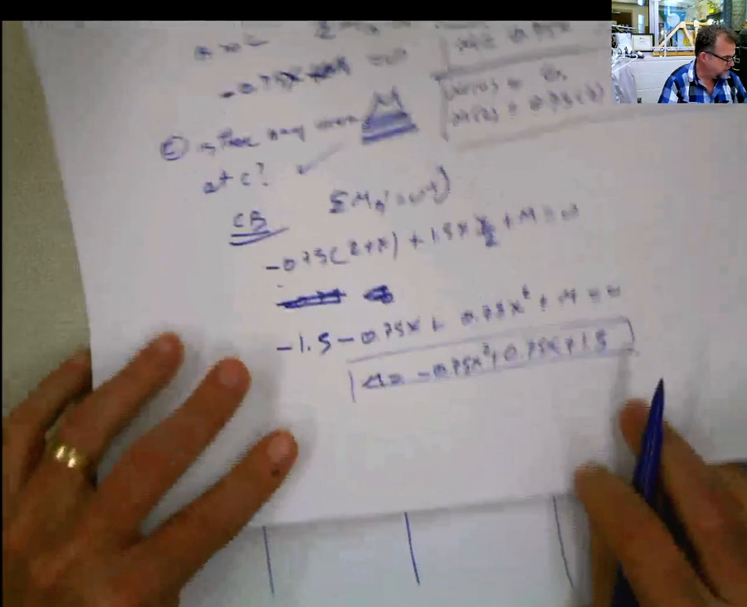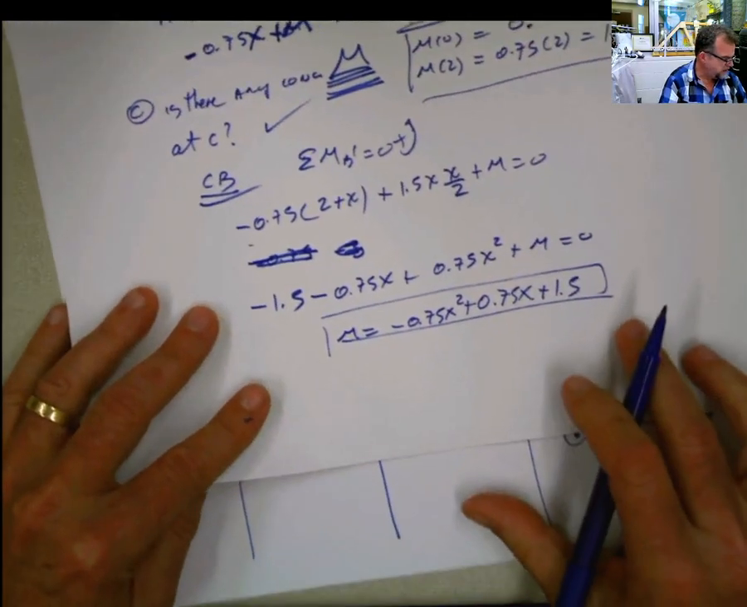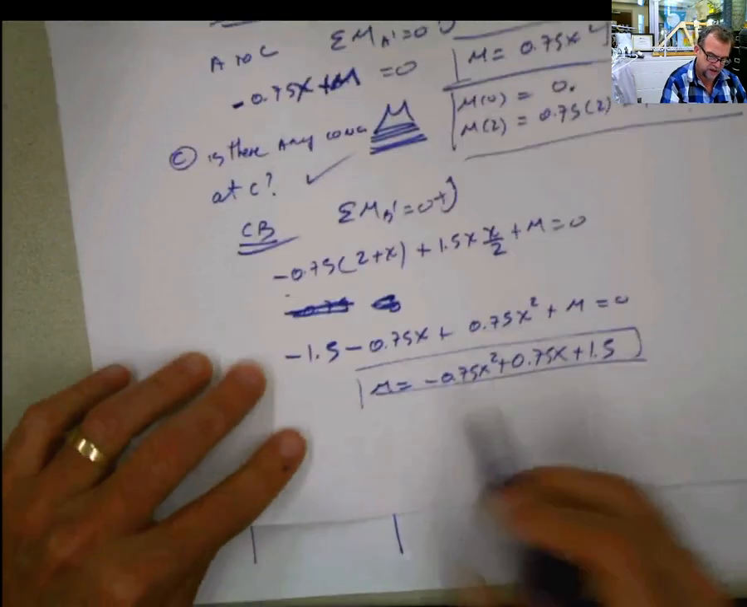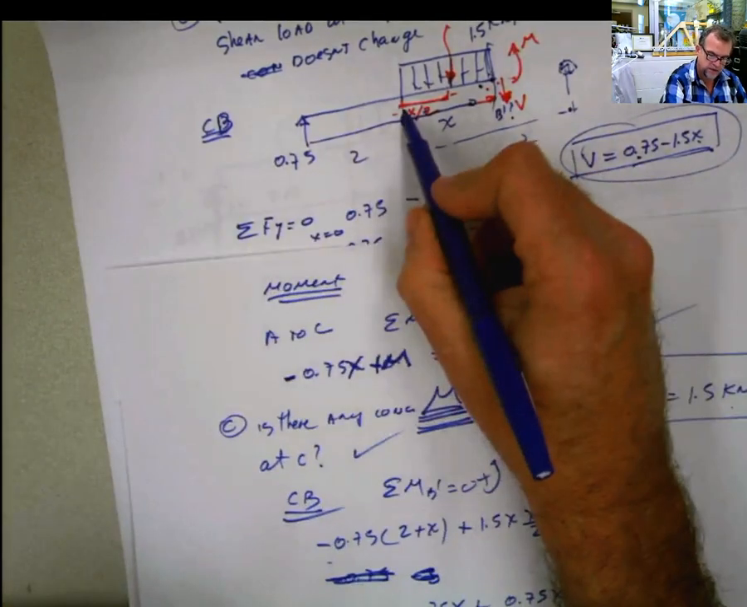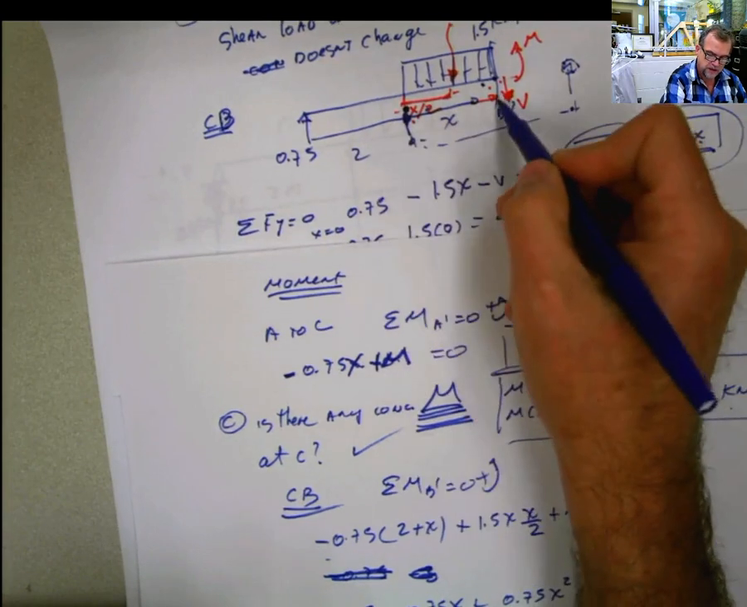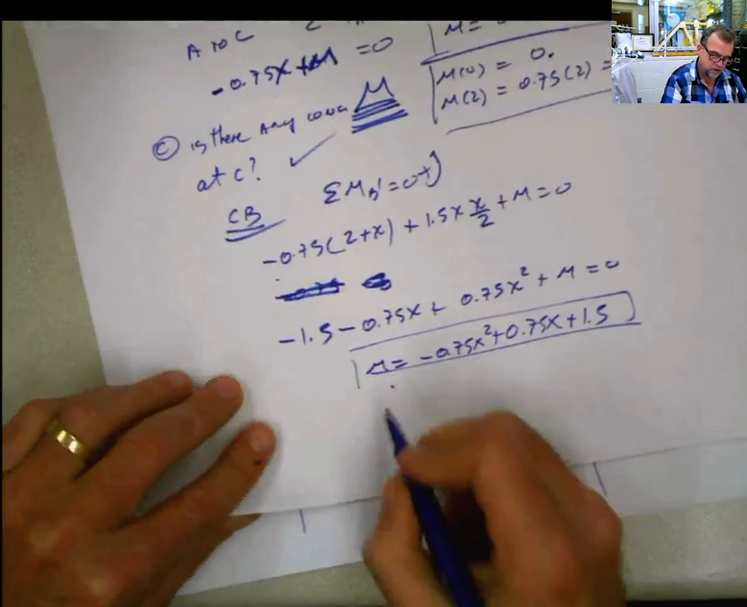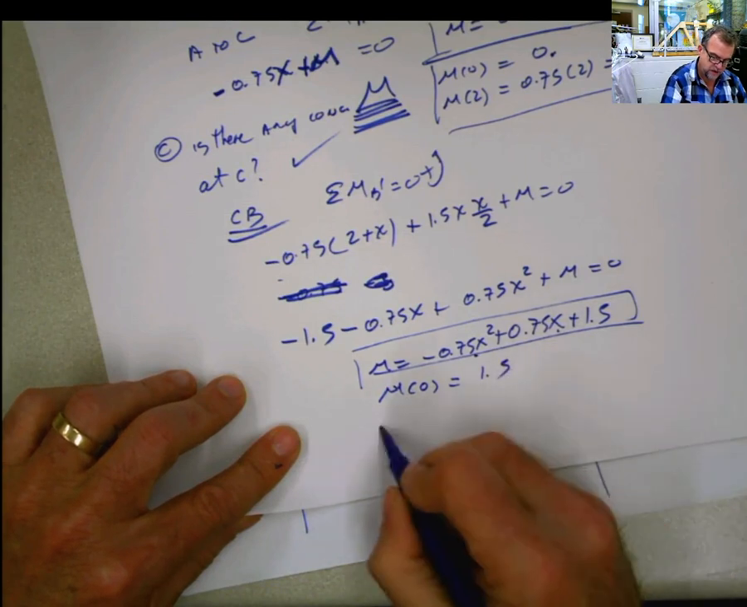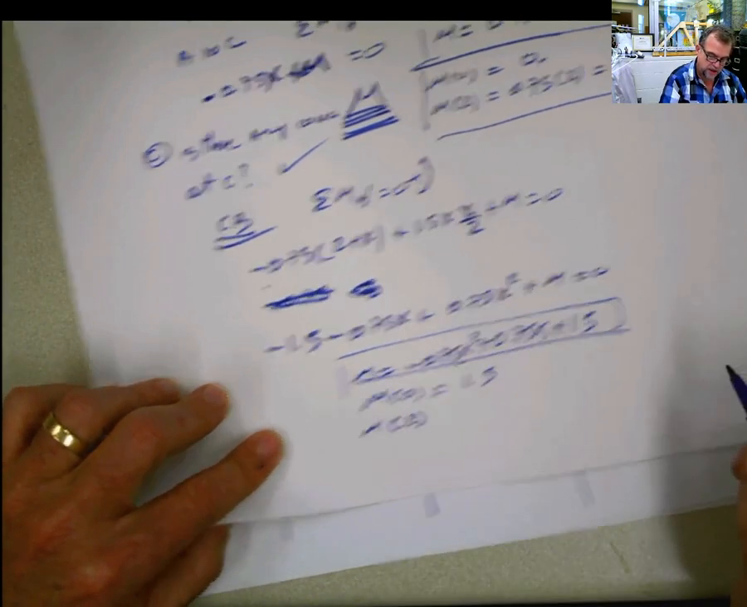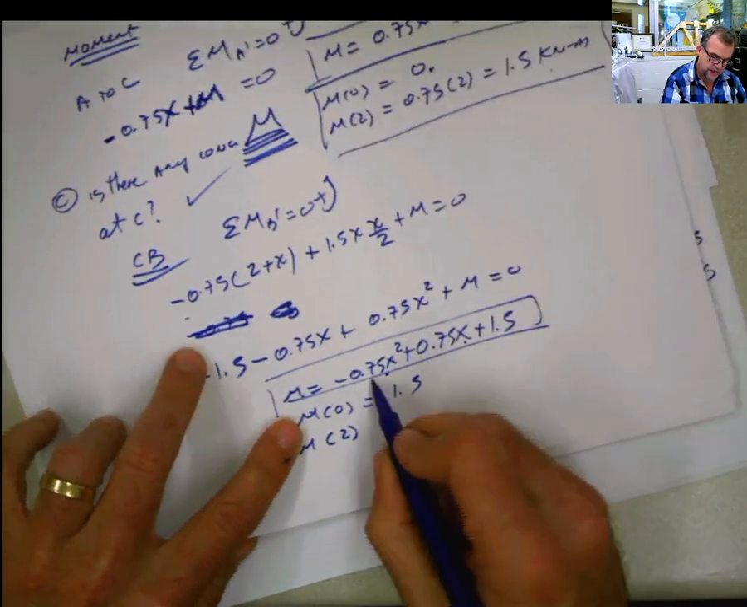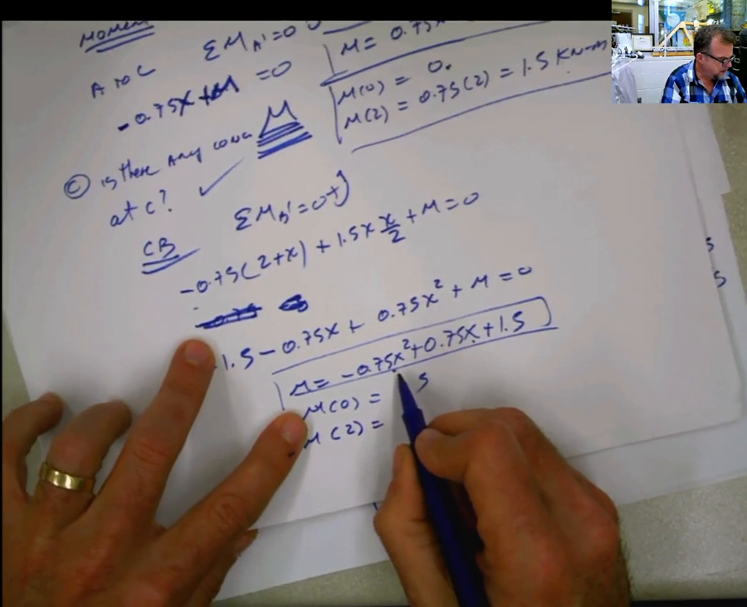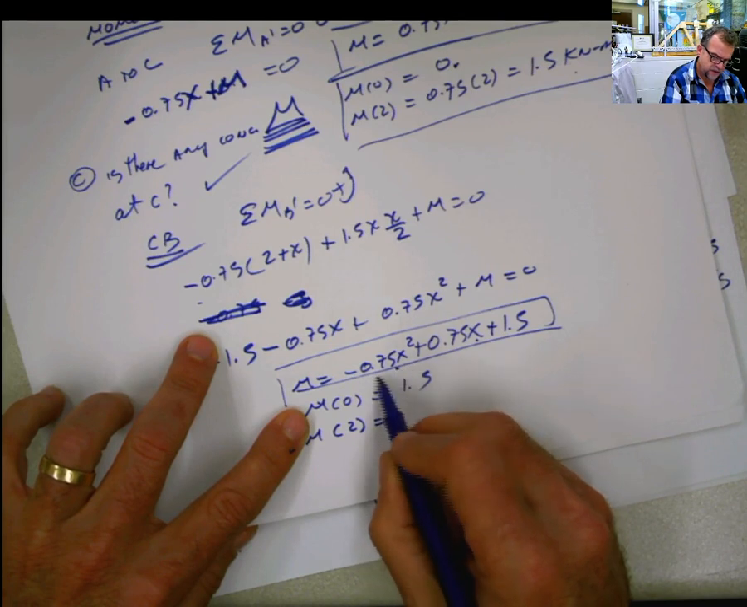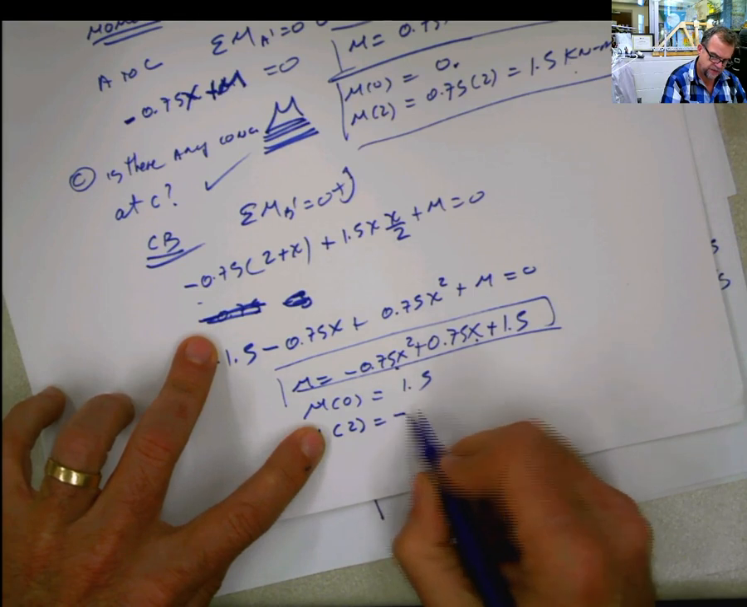Now I do the same thing that I did before, and I'm going to evaluate this. Okay, for x equals 0 at the beginning of the span, that's 0, remember, and at the end of the span it's going to be 2. So for x equals 0, this is going to be equal to 0, 0, 1.5. And for x equals 2, at the end of the span, this is going to be negative 0.75x squared. Negative 0.75, this is negative 3.